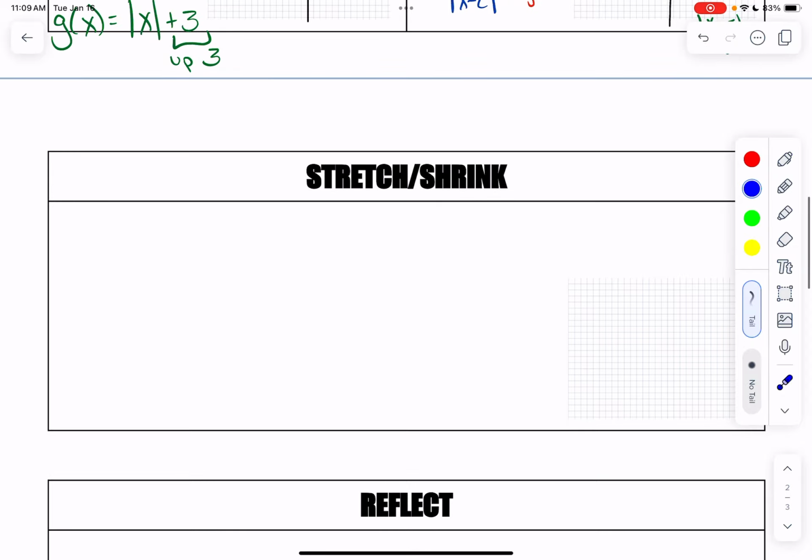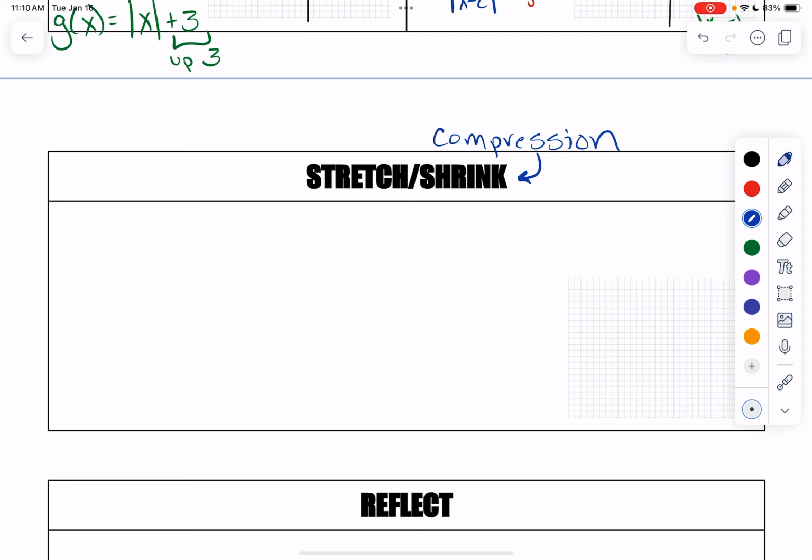So now we're going to get into our stretches or shrinks. This textbook refers to the shrink as a compression. So instead of shrink, it uses the word compression, but really it's the same idea of shrinking. Basically, it's just making it smaller or pushing it down. So again, a stretch is going to stretch it out.